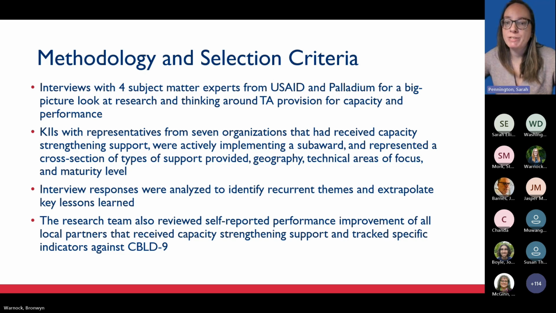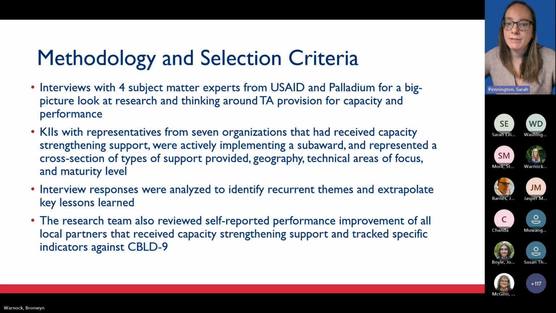We also interviewed representatives from 7 of the organizations that NPI EXPAND provided with capacity strengthening support and that had selected performance improvement indicators to track. We selected for a subset of organizations that were still actively implementing a subaward in the final year of the project. And we also set criteria to give us a varied sample of respondents who had received different types of support that represented different geographies, technical areas of focus, and organizational maturity levels.